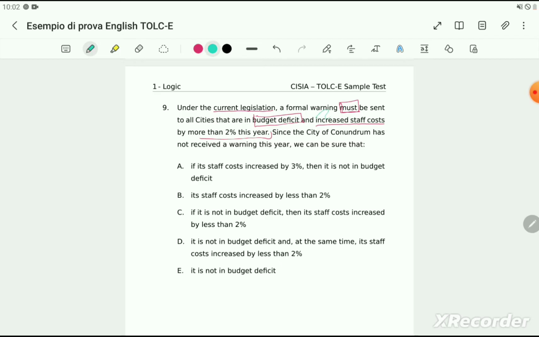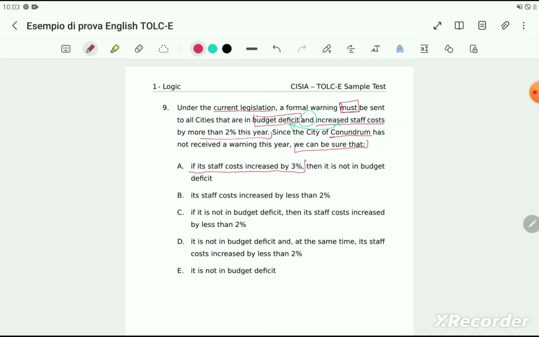Okay, so increased staff cost by more than 2% this year. Here, see, this is "and." So both events have to happen together: the cities which have budget deficits and also increased staff cost by more than 2% will receive a message from the government or something like that. Since the city of Konamdram has not received a warning this year, what can we be sure of, if its staff cost increased by 3%?